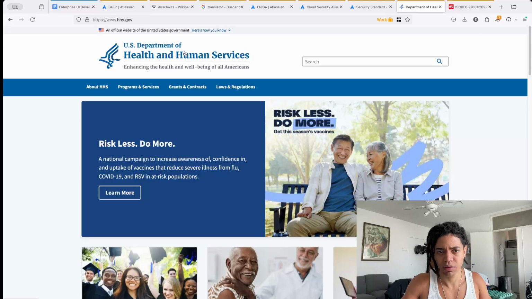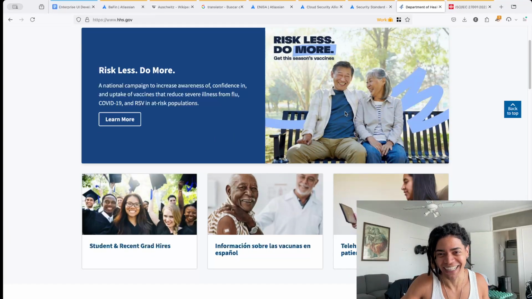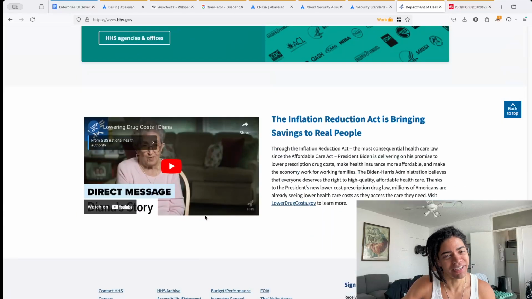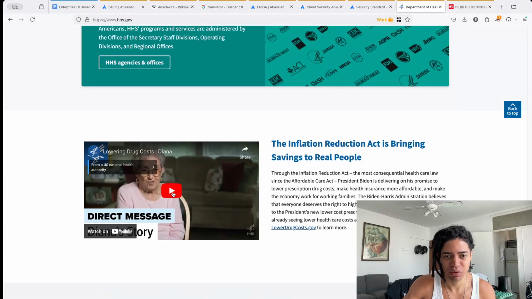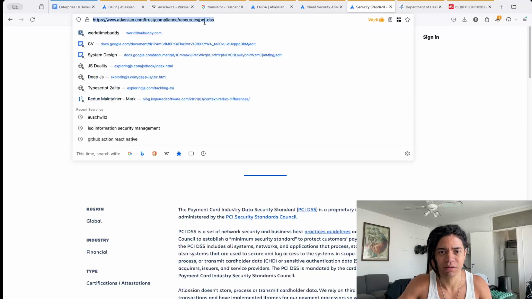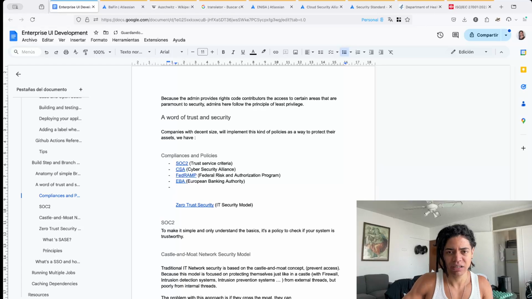Okay, U.S. Department of Health and Human Services. They try to be as inclusive as possible. They put Chinese here, some sort of Latino, black, or white. Lowering drug costs here. Yeah, but okay, this is something important, my friend, to put it here. Even the European Banking Authority, followed by the BaFin as well.